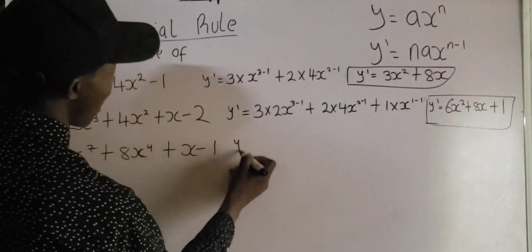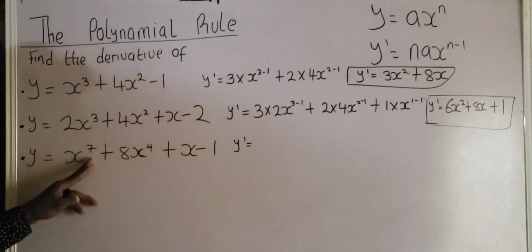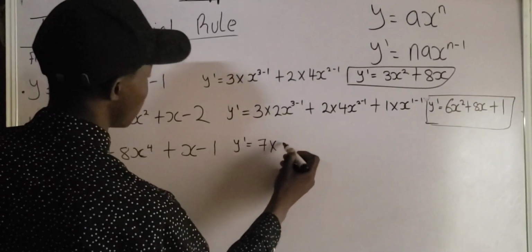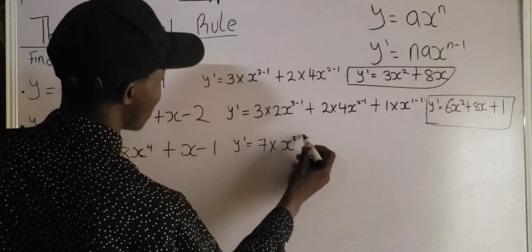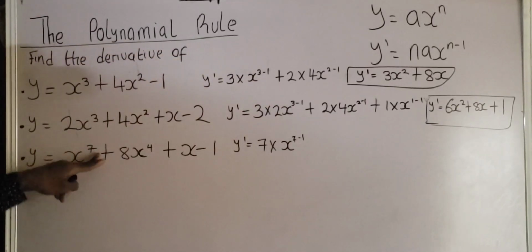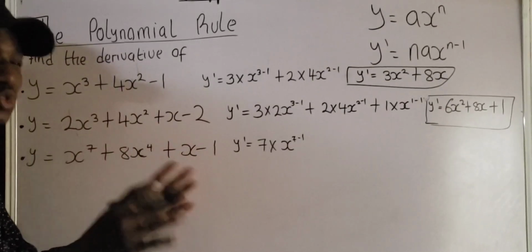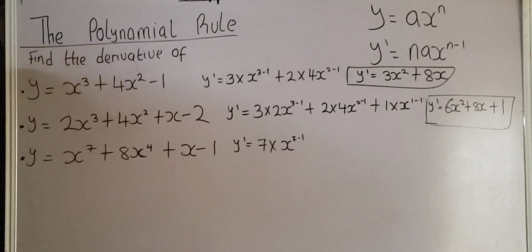The derivative of y is equal to, if you differentiate x raised to the power of 7, we are going to have 7 multiplied by x raised to the power of 7 minus 1. You understand? The power will multiply the coefficient and the power will reduce by 1. That is the power rule. Are you getting it? So just have that at the back of your mind. Immediately you multiply the power of a term in the polynomial function with the coefficient, the power will reduce by what? 1.